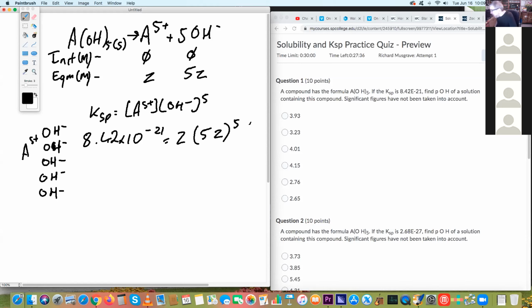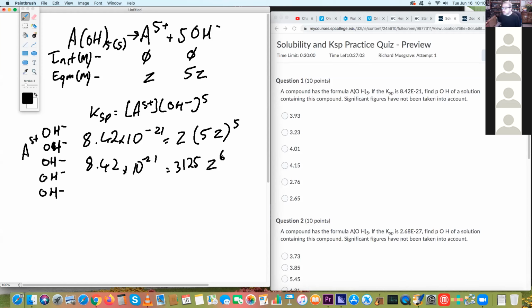Sorry about that. So we've got 5 to the 5th, so that needs to be put to the 5th power as well. Now on your calculator, you might have a caret button. That might be the best way to do that, which comes out to be 3125. So it'd be 8.42 times 10 to the -21 equals 3125. And this is important. It goes Z to the 6th. And that's because it's Z times Z to the fifth.